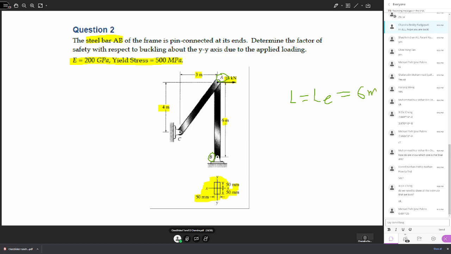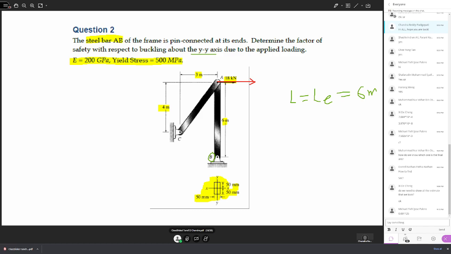Determine the factor of safety with respect to buckling about the YY axis. So here the buckling is along the vertical axis due to the applied loading. So where is the loading? The loading given is only horizontal loading, you can see. There's a horizontal force acting here, which is 18 kilonewtons.